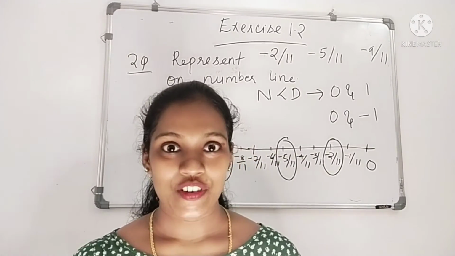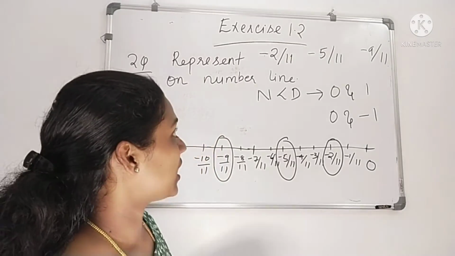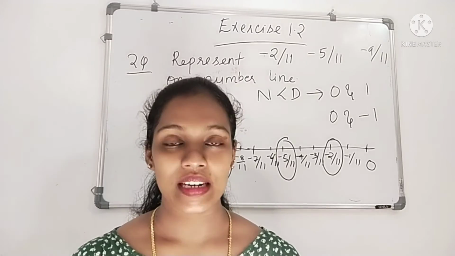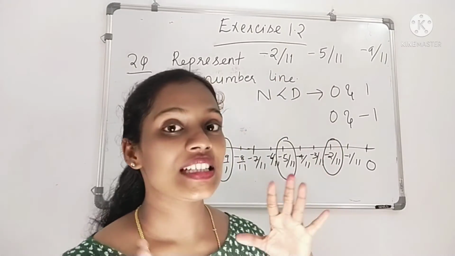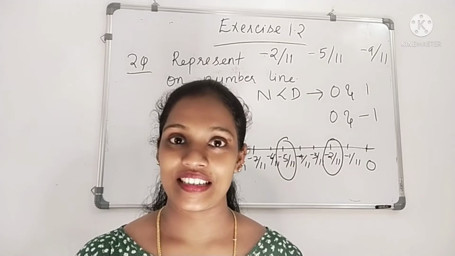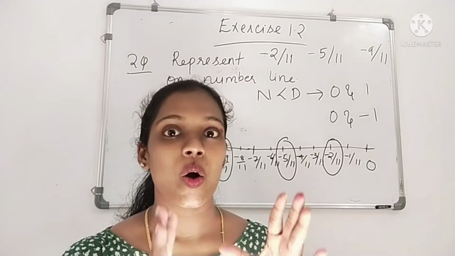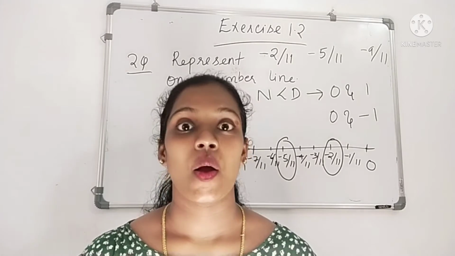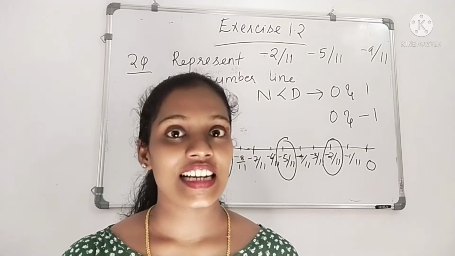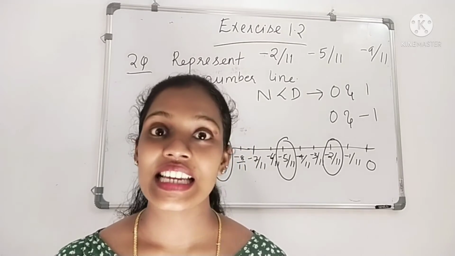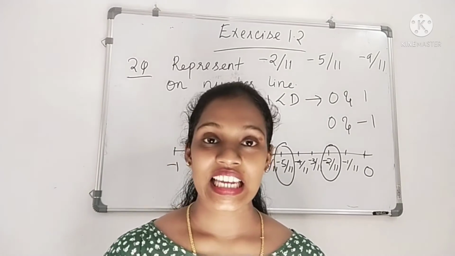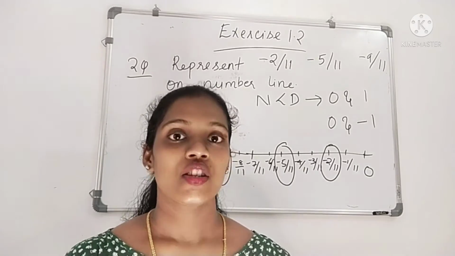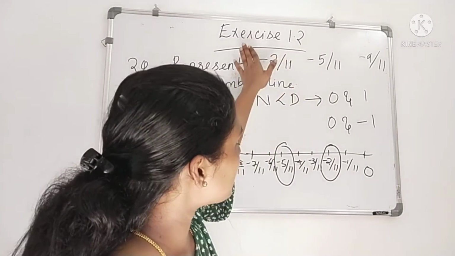Okay, so I will explain it once more. First, what do you have to check here? You have been given 3 numbers and asked to represent these numbers on a number line. So here you can say that all the 3 numbers have the same denominator, right? Now what is the next step? You have to check whether numerator is greater than denominator or not. While checking this, don't consider the negative sign. Just check the number.